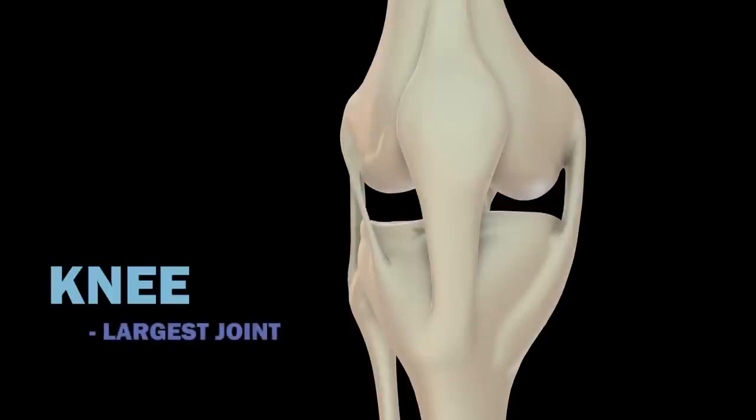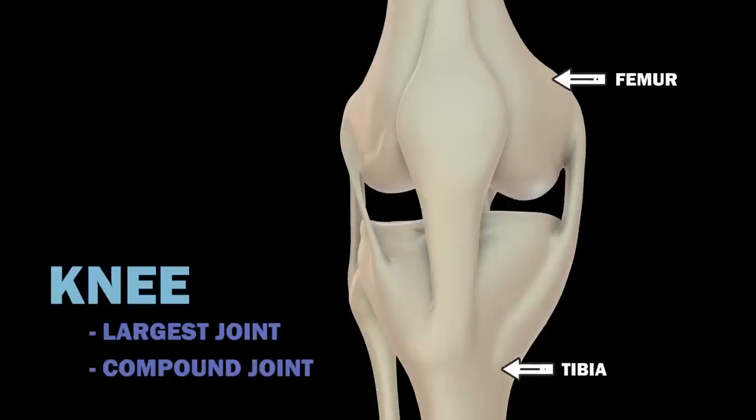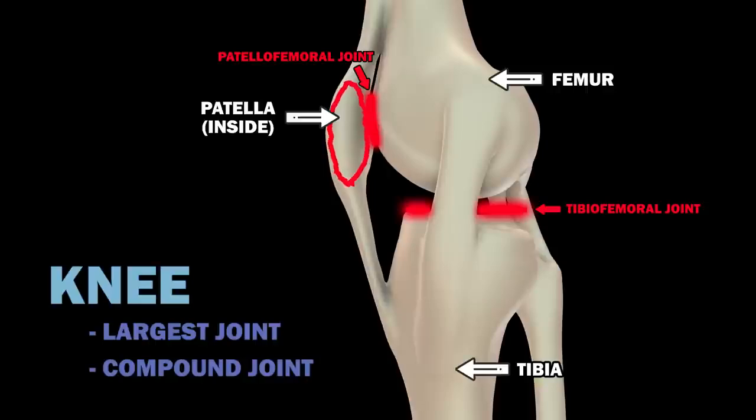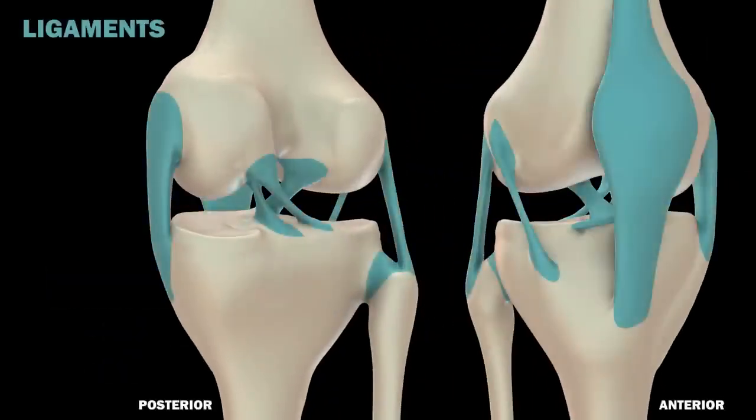The knee is the largest joint in the human body. It is a compound joint. Not only is it where the femur or thigh bone meets the tibia or shin bone at the tibiofemoral joint, but it is also where the femur meets the patella or kneecap at the patellofemoral joint. There are several ligaments around the knee joint, and these are crucial because they limit movements and stabilize the joint.